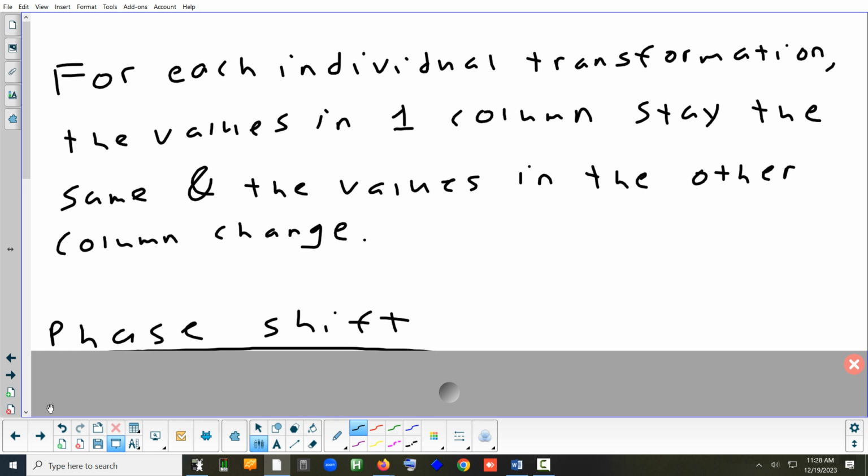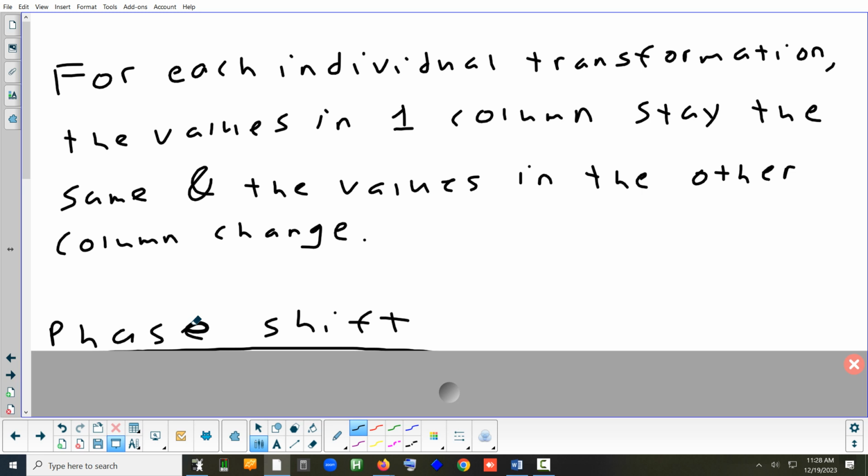And the first transformation we're going to talk about is a horizontal shift. With trig functions, they give it a different name. They call it a phase shift. But a phase shift is just a horizontal shift.